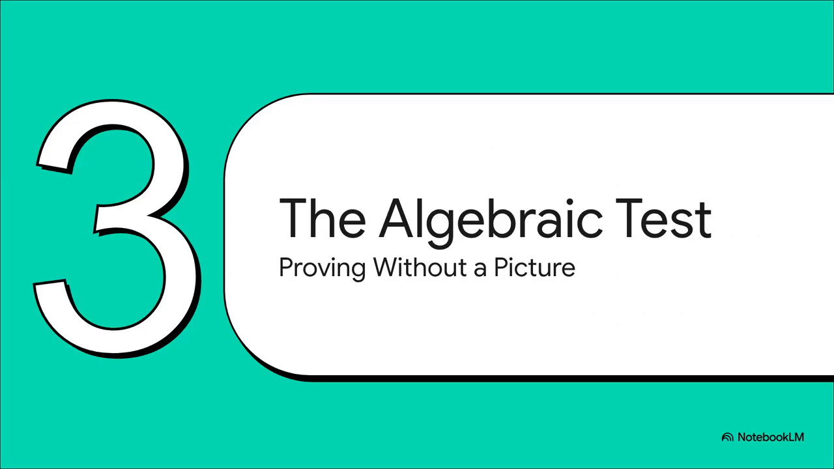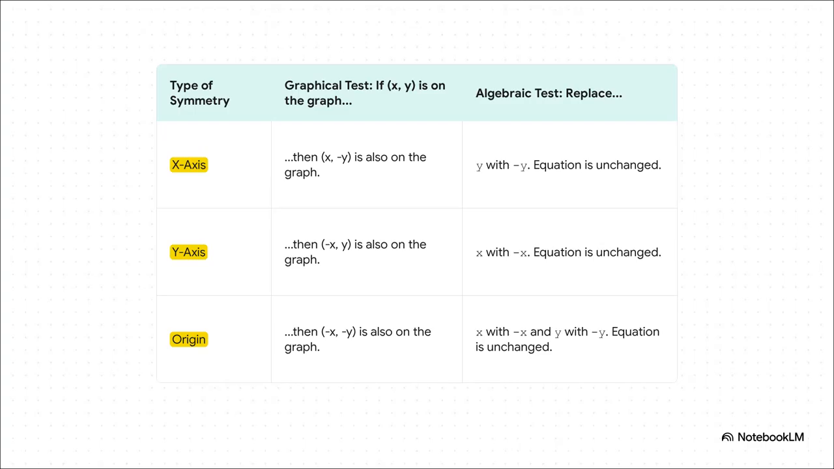But here's the thing, just looking at a graph can be tricky sometimes, right? So what's really, really cool is that we don't have to rely on our eyes at all. We can actually prove symmetry with algebra. This is where we go from just seeing it to really knowing it for sure. And this table here, it connects everything perfectly.